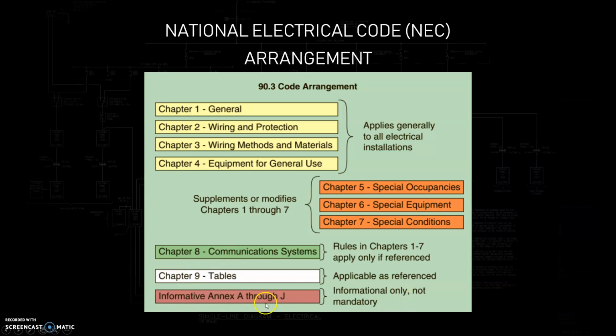And then the informative annex, we'll touch on that a little bit. That's, again, some special information, special situations. But again, generally, chapters 1 through 4 apply to general use scenarios. Chapters 5, 6, 7 are more specific conditions or equipment, right?